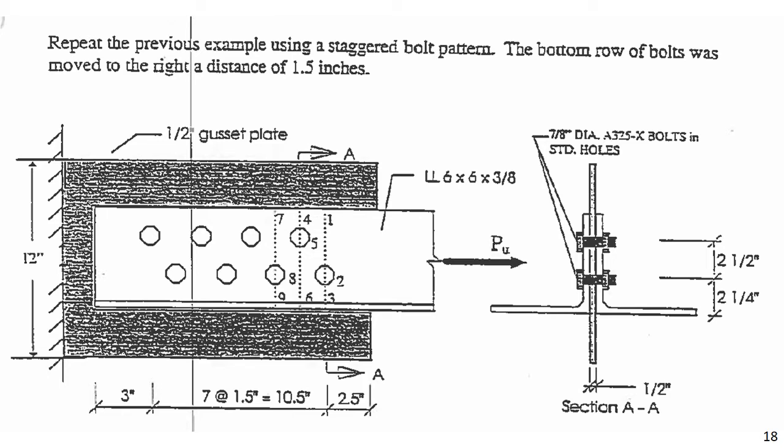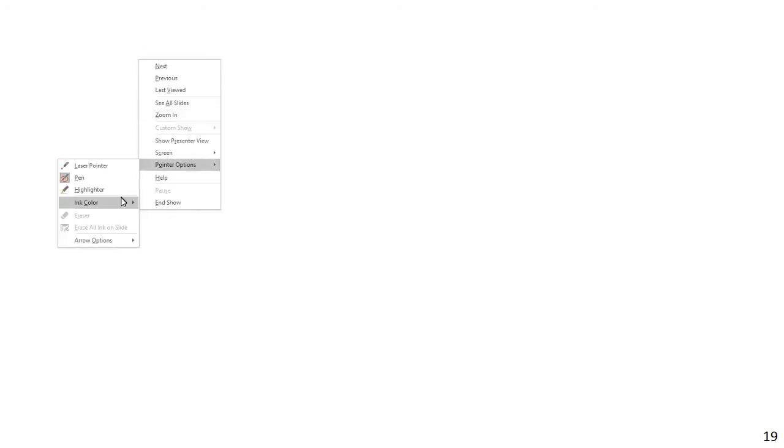Okay, so we're going to repeat this example, but the bottom row was moved to the right a distance of 1.5 inches. We're going to have the same loading. So first of all, our design load is going to be the same. So one, loading.